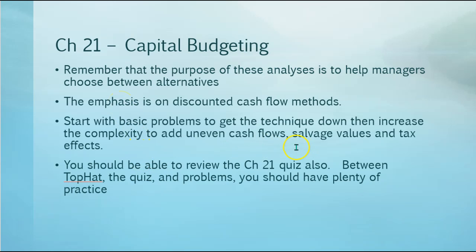And what I would do is start with a basic problem again to get the technique down, and then increase the complexity, just like we did in class. First, we had uneven cash flows, then we added salvage values at the end. And remember that depreciation may not have any salvage, but you might plan on one, interestingly. And then finally, tax effects. You should be able to access the Chapter 21 quiz, and between Top Hat and the quiz and the problems, you've got plenty of practice in there.